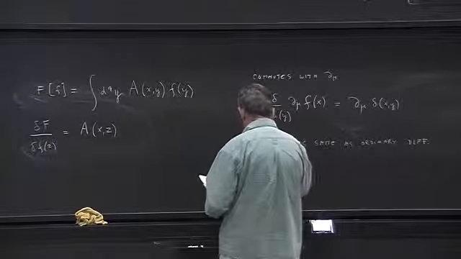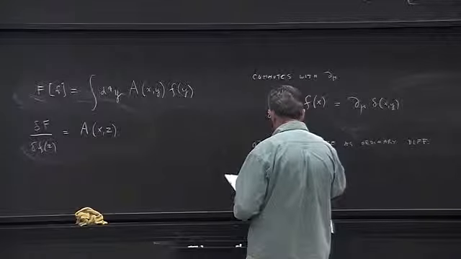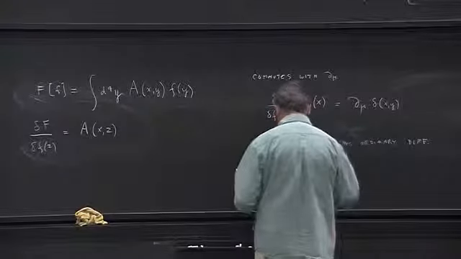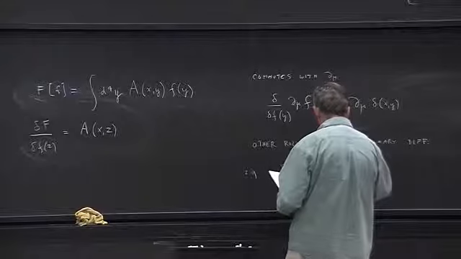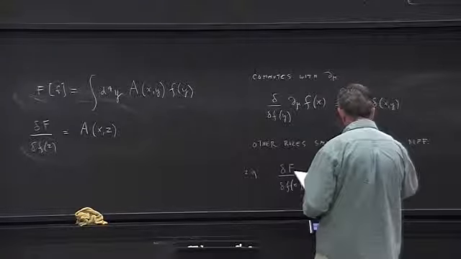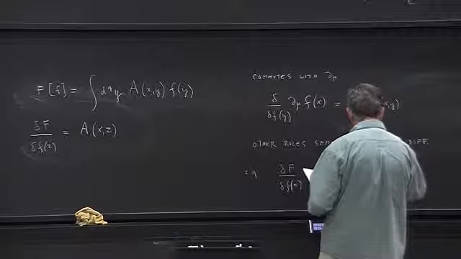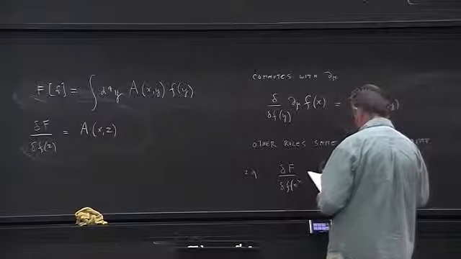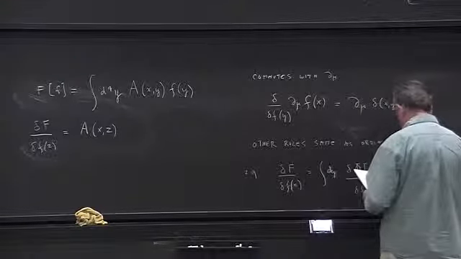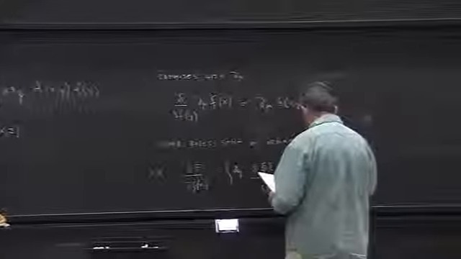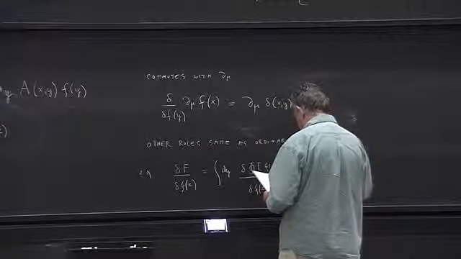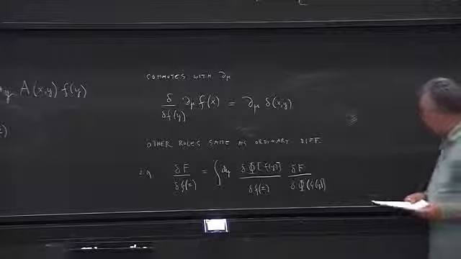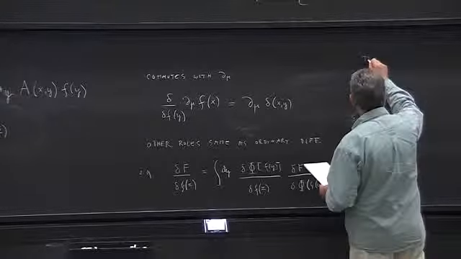For example, delta F of z is the integral dy, delta phi tilde of y over delta phi of z times delta F over delta phi tilde of y. So the usual chain rule holds. And we can also Taylor expand.